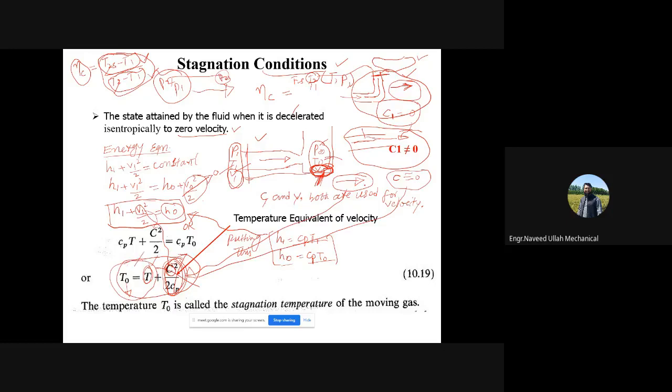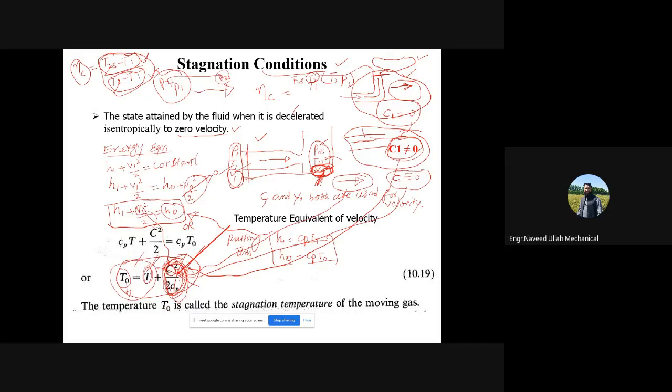But in reality, if this is not the case, that C, that is the inlet velocity, is not equal to zero, but it is having some appreciable value, as we have in jet propulsion, particularly in a ramjet, then you cannot neglect this term. This will be your C1 square by 2, so the term you have here, you cannot neglect that. So this is basically your temperature equivalent of velocity. Okay, understood. So in order to find out the stagnation temperature, you need to add this temperature equivalent of velocity to this static temperature.